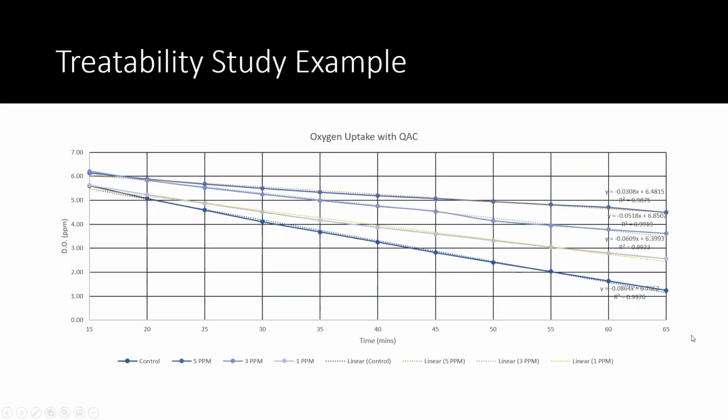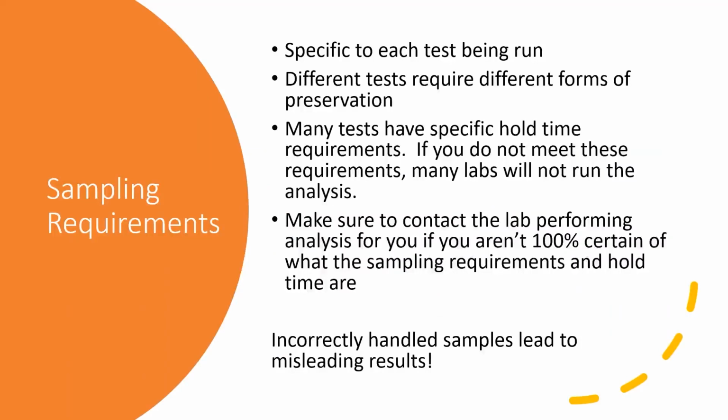So you can see very clearly how the addition of that amount of biocide in this case was influencing the uptake rates of nutrients by bacteria, and it can give you a sense of how much the quat is actually hindering your system and if that's going to make a difference to your plant operation.